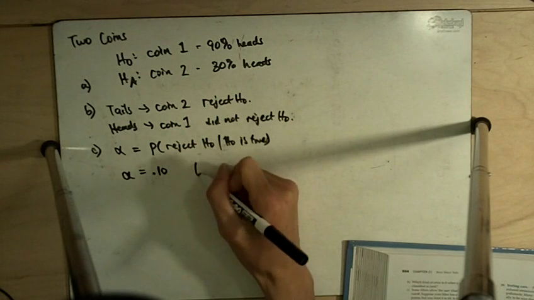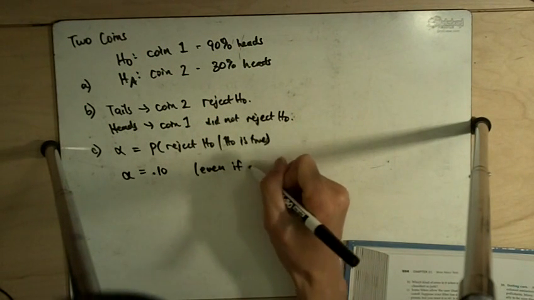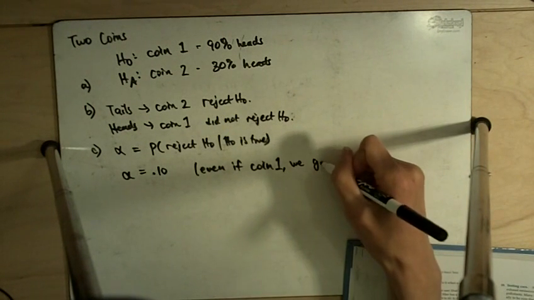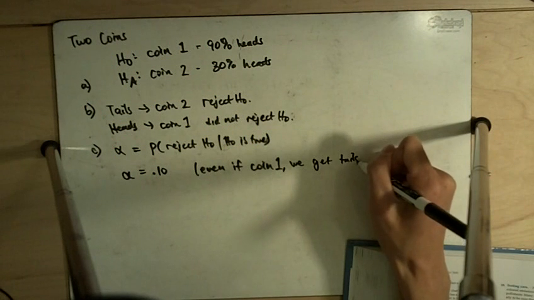This is even if we have coin 1, we get tails 10% of the time.